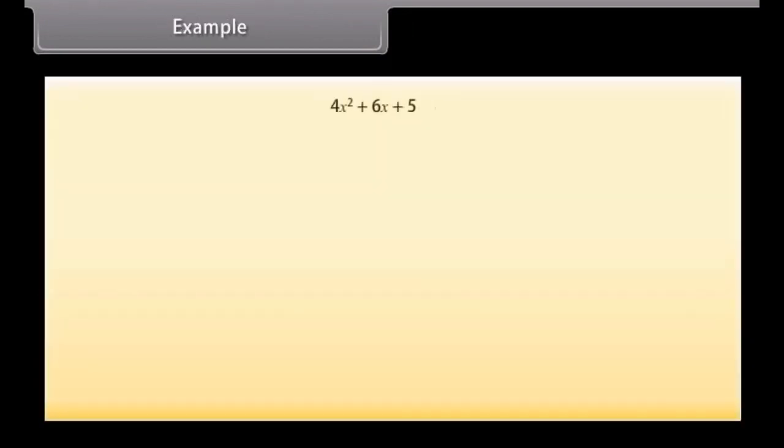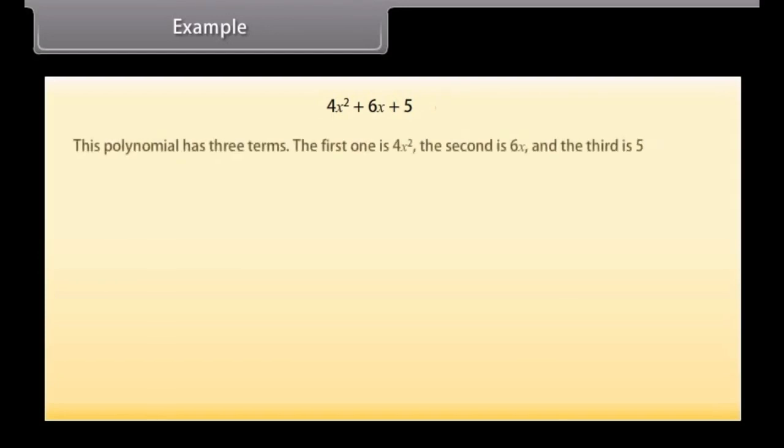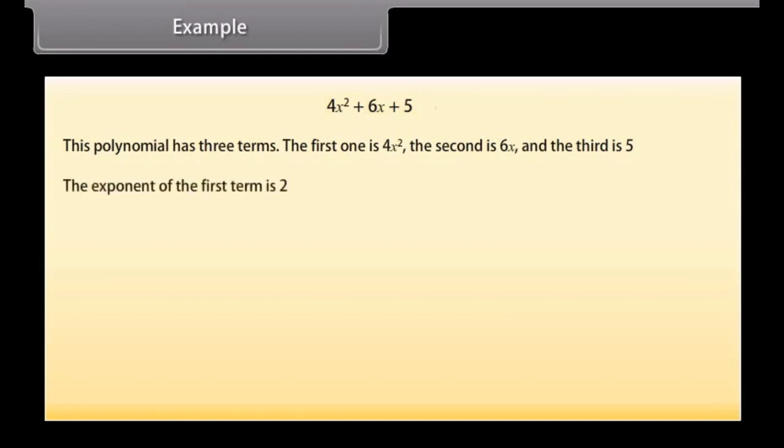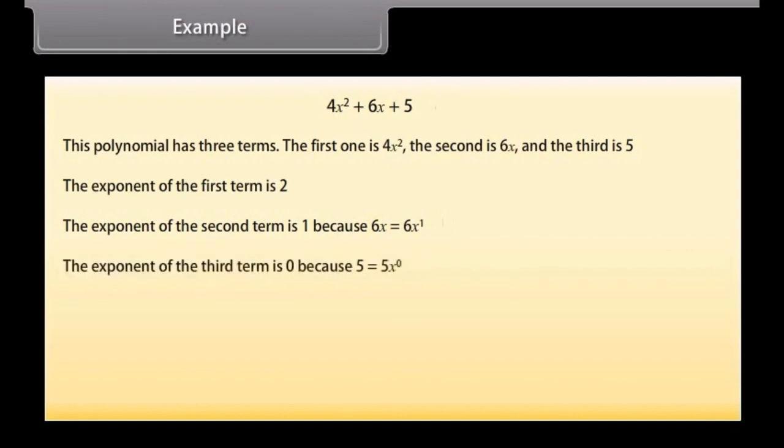Example: 4x square plus 6x plus 5. This polynomial has 3 terms. The first one is 4x square, the second is 6x, and the third is 5. The exponent of the first term is 2. The exponent of the second term is 1 because 6x is equal to 6x raised to the power 1. The exponent of the third term is 0 because 5 is equal to 5x raised to the power 0.